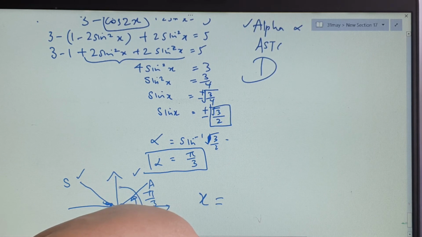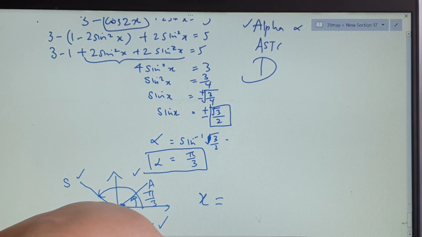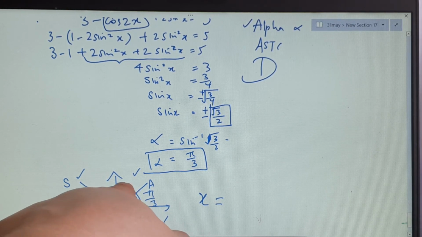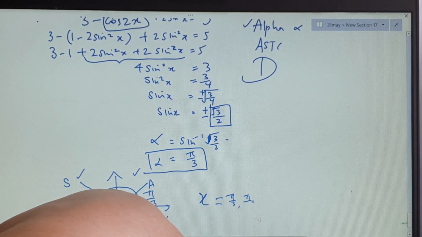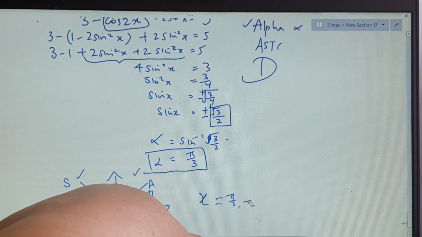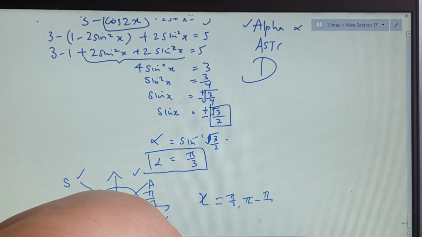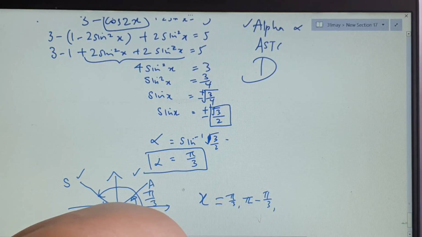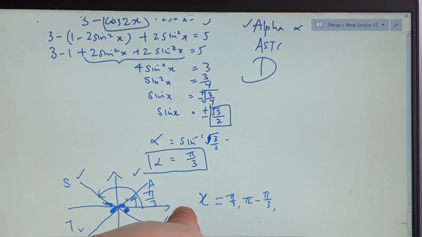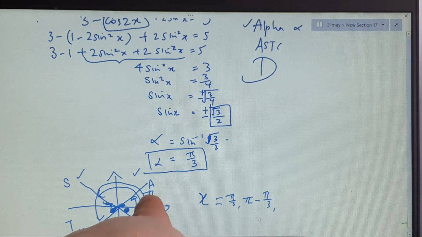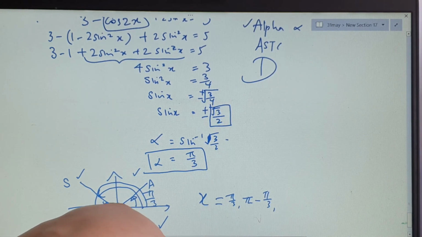What angle is this? This is pi over 3, right? This whole thing is pi, so 180, which is pi, minus pi over 3. That's your second answer. Then this is pi over 3, right? Down here is pi plus pi over 3.